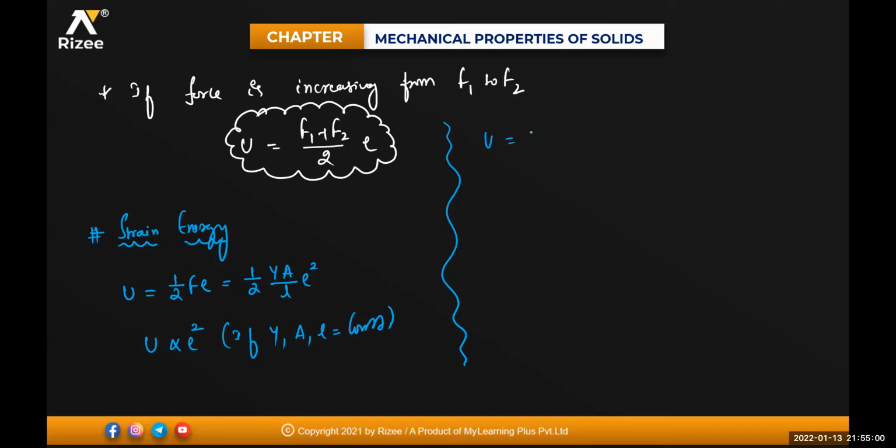U is equal to, what is the formula we got? Half into Y into A by L into E square. So if I rearrange this one, U is equal to half into Y into A into E divided by L into E. YA into E divided by L is nothing but force for me, isn't it? That is your force for me.